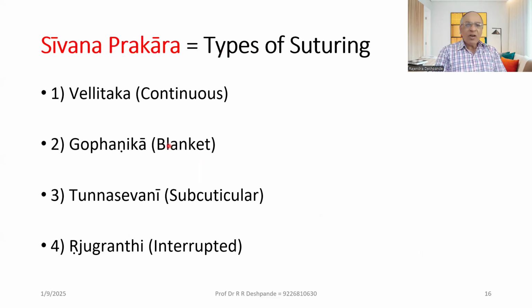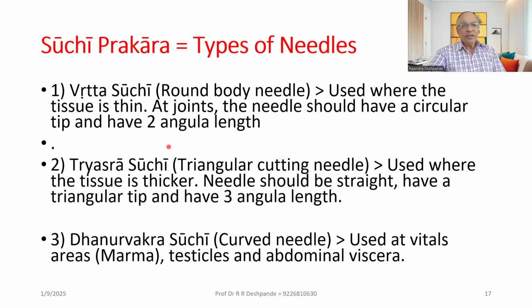Now, what are the types of the sivana? That is the types of suturing material and procedure. Number one is Vellitaka, that is a continuous type of suturing. Then Gophanika, that is a blanket type of the suturing. Tunna Sevani, that is a subcuticular type of suturing. Then Ruju Granthi, that is interrupted type of the suturing.